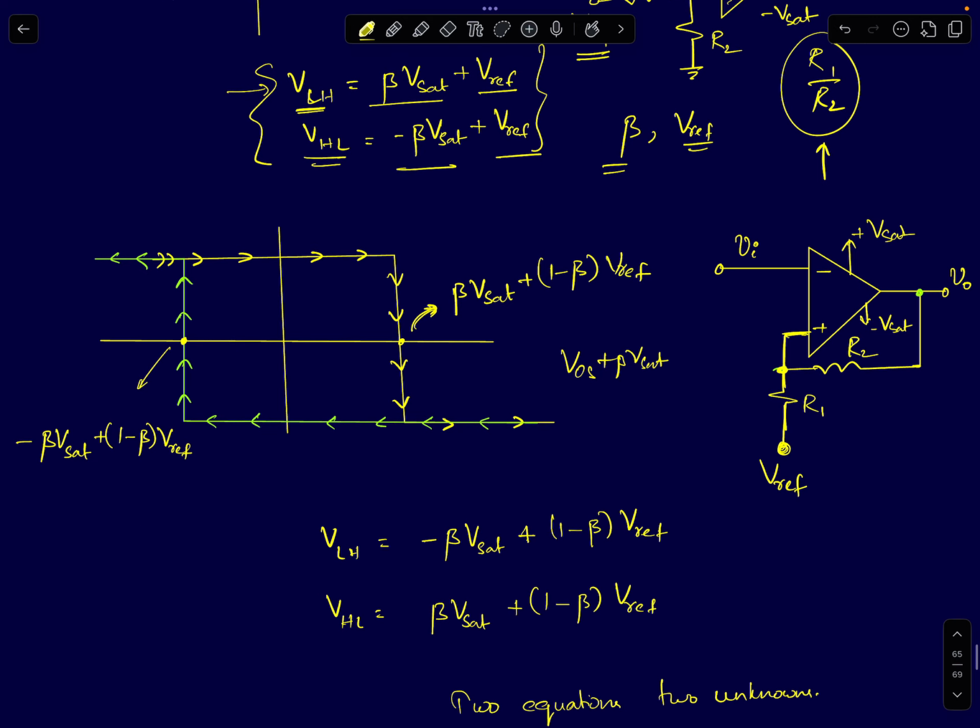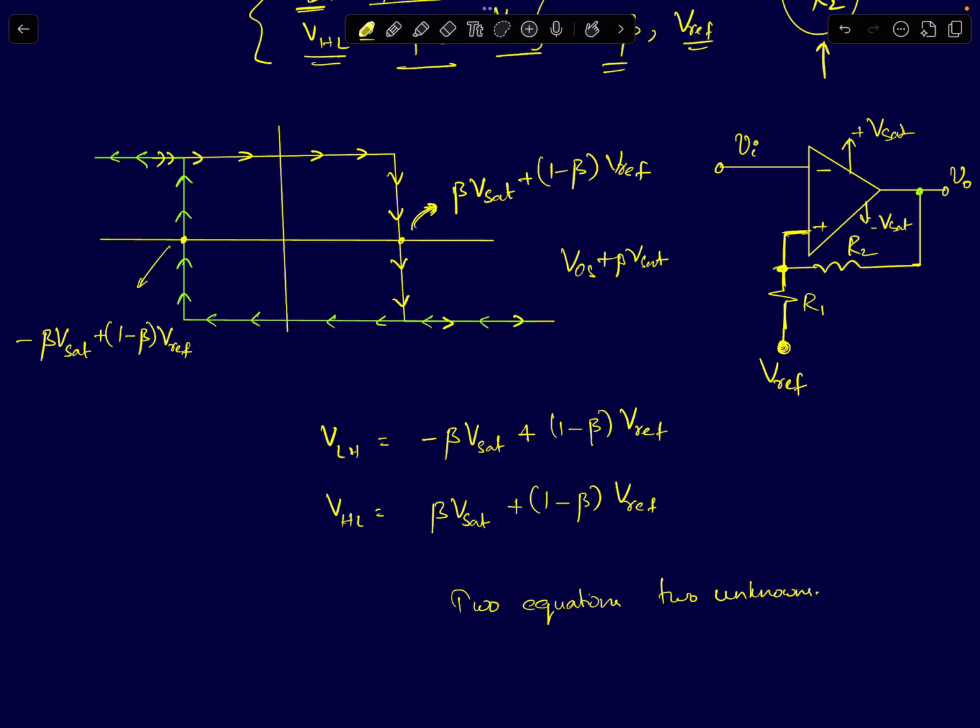Similarly, for an inverting Schmitt trigger, the equations are a little bit more complex in this case. We have analyzed that in the previous lecture, so I'll just directly write these two equations. The low to high and high to low threshold voltages are given. Here again you have two equations and two unknowns, but these two equations are non-linear. So you'll have to solve it graphically, or solve it using a computer and figure out the values of beta and Vref.